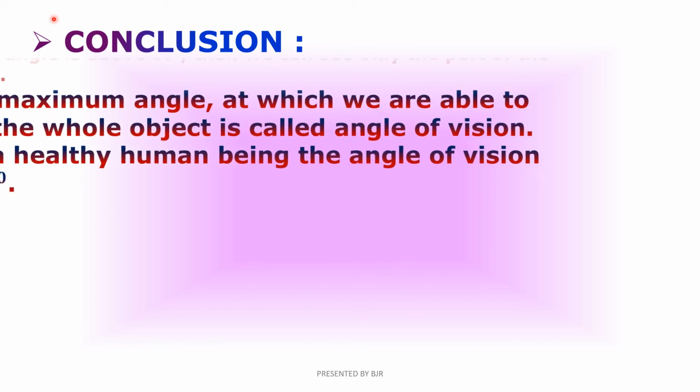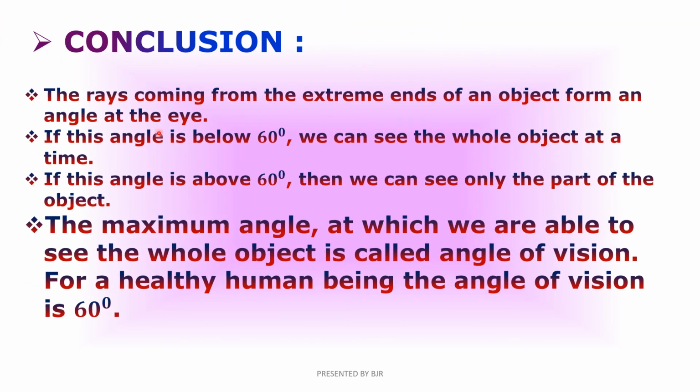Now here is the conclusion of this activity. The rays coming from the extreme ends of an object form an angle at the eye. If this angle is below 60 degrees, we can see the whole object at a time. If this angle is above 60 degrees, then we can see only part of the object. Therefore, the maximum angle at which we are able to see the whole object is called the angle of vision. For a healthy human being, the angle of vision is 60 degrees.